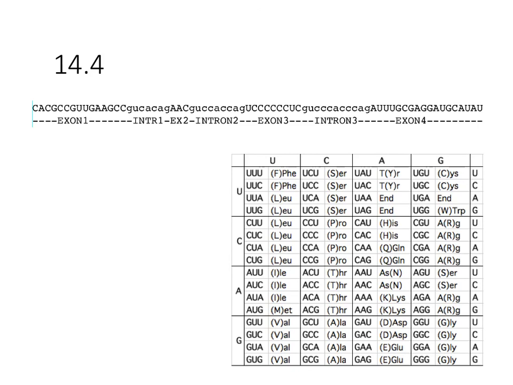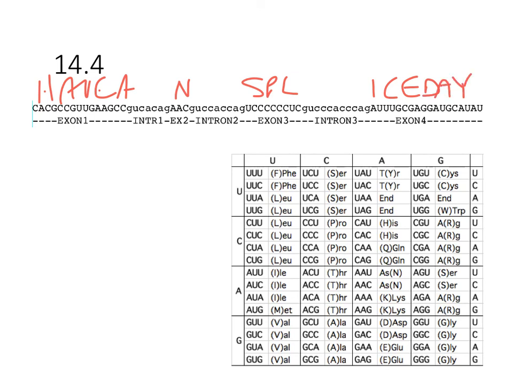Introns containing the 5' and 3' splice sites, and the exons encoding those codons that encode have a N SPL ICE. And then a stop codon at the end, I think. I'm pretty sure.